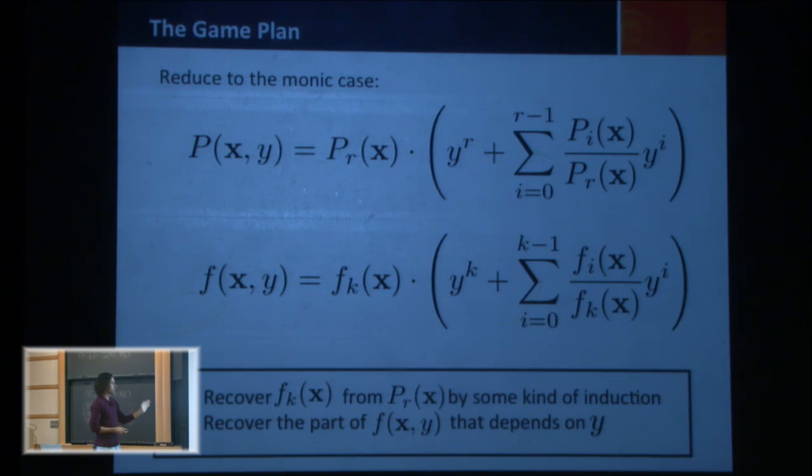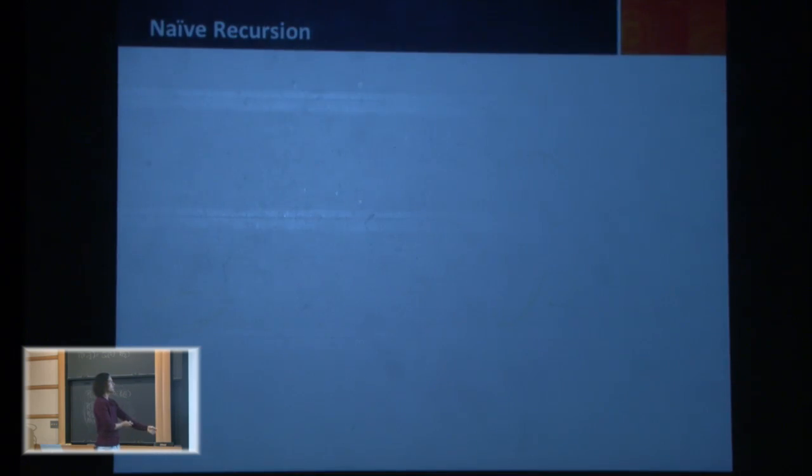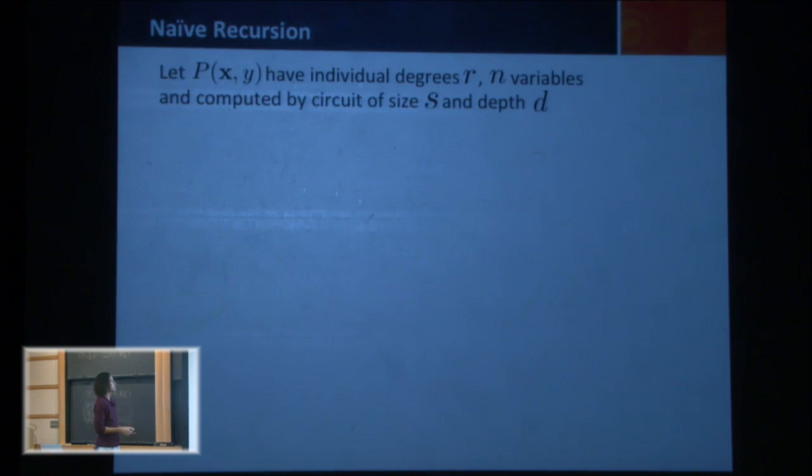And the plan is we recover f_k, the leading coefficient of f, from the leading coefficient of p, by some induction, and then we recover the part of f that depends on y from the part of p that depends on y. Okay? So, let's suppose that we can do that. Let's just look at the naive recursion to see where we have a problem here. Well, we have our setup.